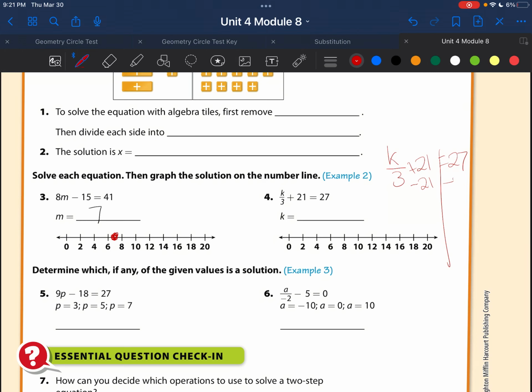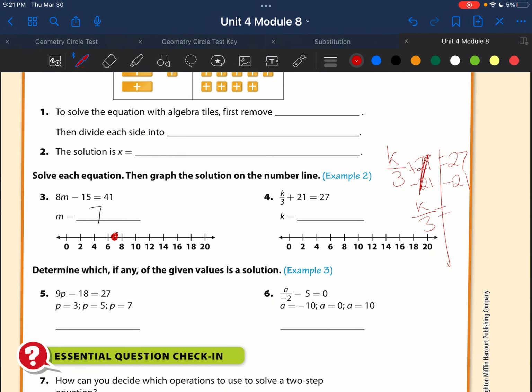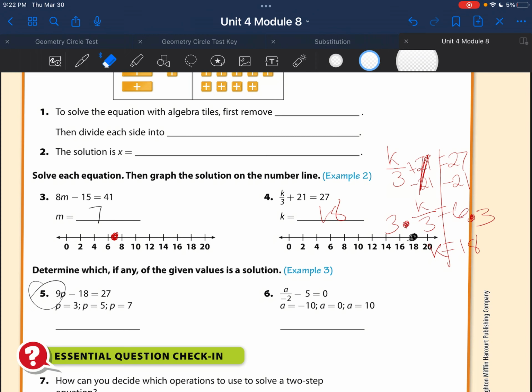First thing I do is draw my line. Subtract my 21 from both sides. Those cancel out. So now I bring down what I have, which is 6. Then because this is division, I do the opposite, which is multiply. So I'm multiplying by 3, because that's the number that's there. Multiplying by 3. So k equals 18. And you should go ahead and put a dot on 18. All right. Go ahead and pause it so they can do number 5.